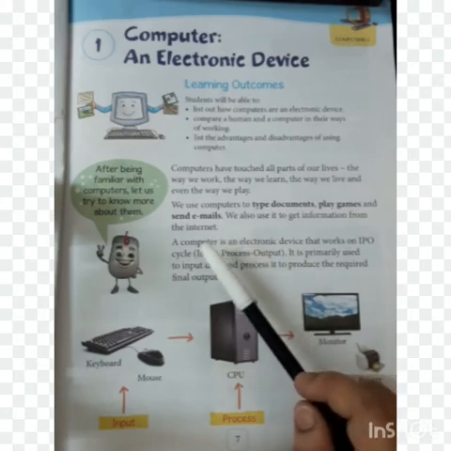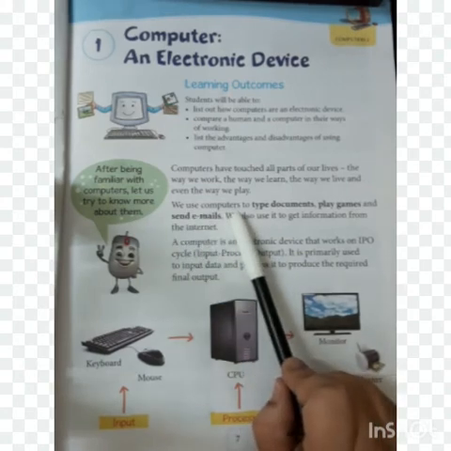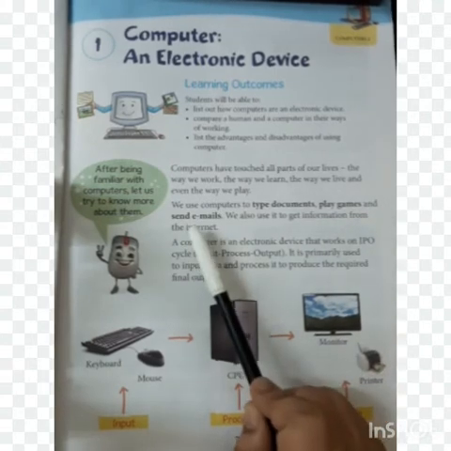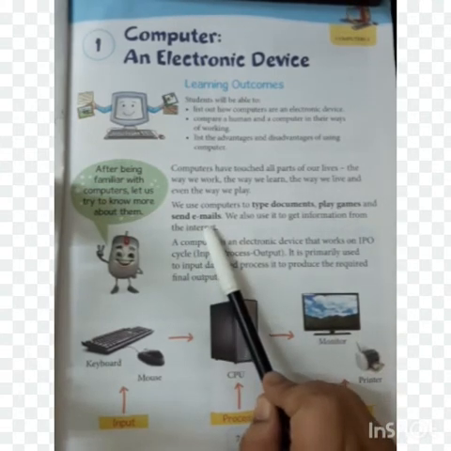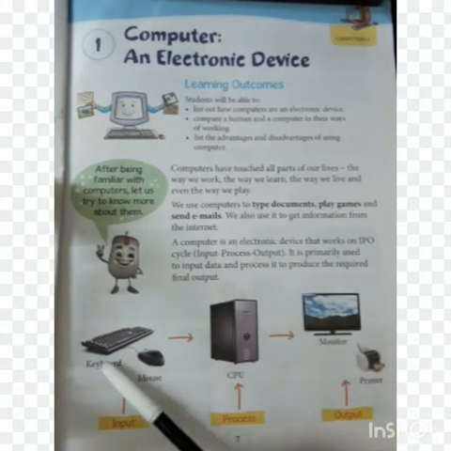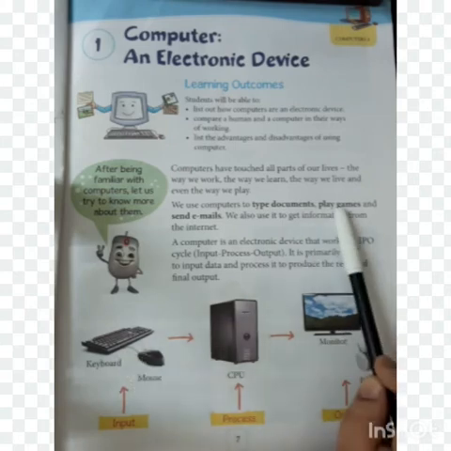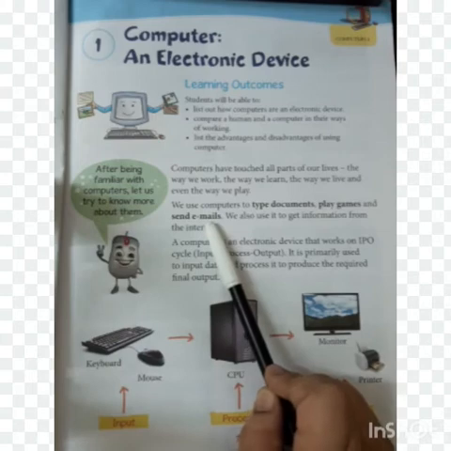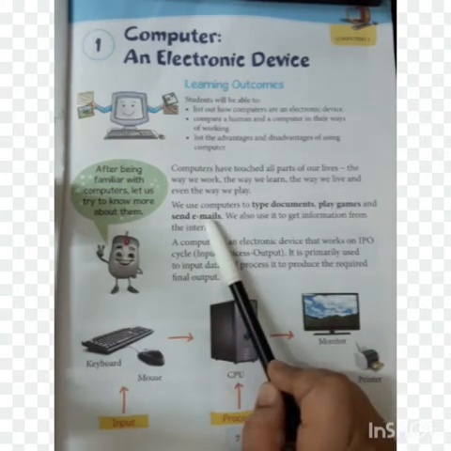Now let's read further. We use computers to type documents, play games and send emails. What do we use computers to? Type documents. We type documents with the help of a keyboard. We play games on the monitor, and we send emails. Maybe wherever your father is working or your mother is working or somebody from your family is working in some firm or in some office, they might be sending and receiving emails.